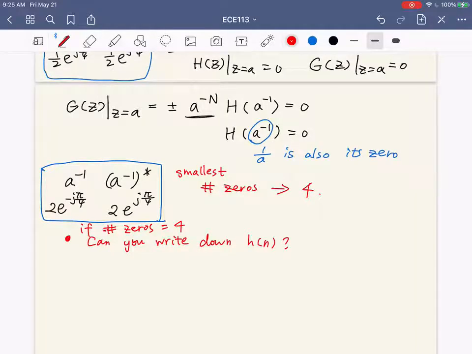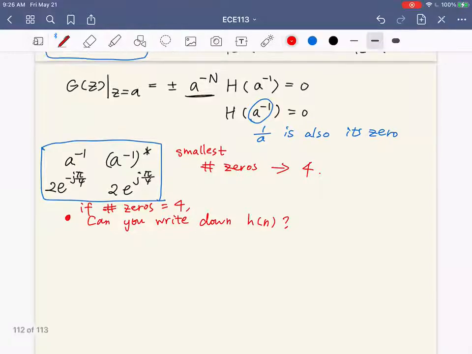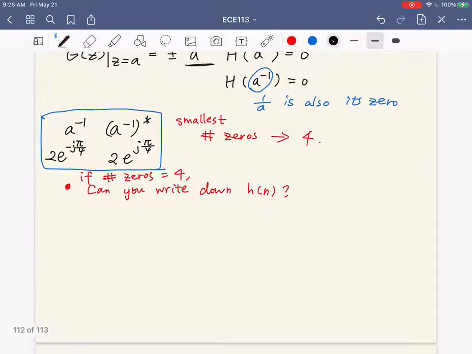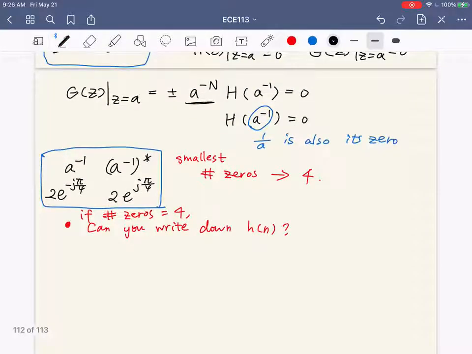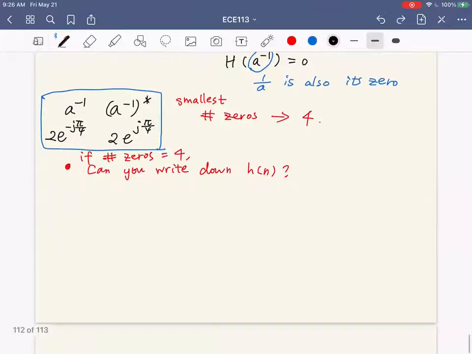And let's say we know that the number of zeros is exactly 4, can you write down H of N? Now the question becomes more strict. So yeah, I know it's hard. So let's try to continue with our 4 zeros and see what we can discover. Okay, we know that H of D, given the fact that it is a finite impulse response, should be written in the form of the multiplications of zeros, right? It does not have poles, so the denominator should be 1, or you can say it does not have a denominator.